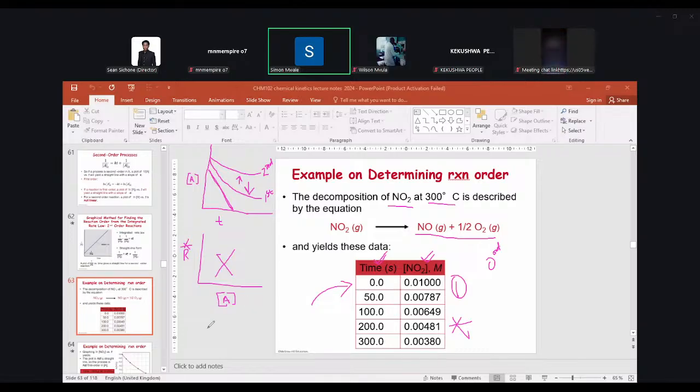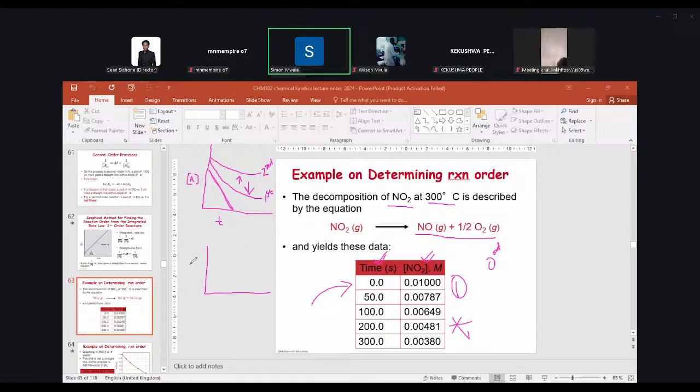The other way now is what we have been learning, where you use the integrated rate law. We have learned two of them so far, the first order and the second order. So for the first order, we know what to plot.